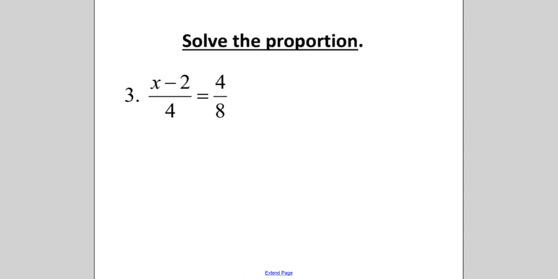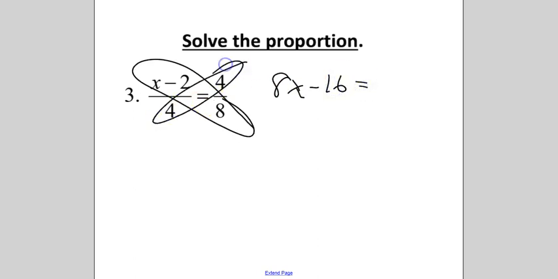Okay? Distribute 8 times x and 8 times negative 2. It's not 8x minus 2, it's 8x minus 16. Is equal to 4 times 4, 16. Now I'm going to add 16 to both sides and get 32. When I divide by 8, I get 4. And if I plug that back in here, 4 minus 2 is 2. 2 over 4 is 1/2. 4 over 8 is 1/2.